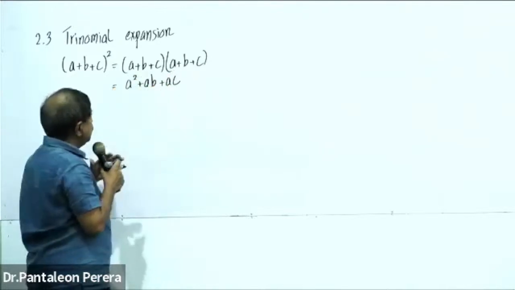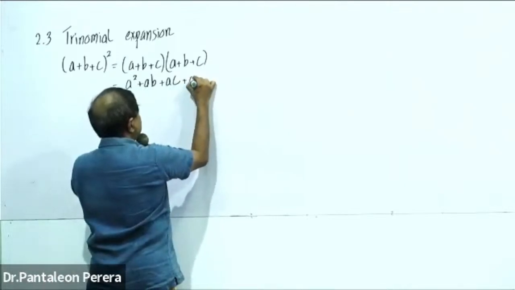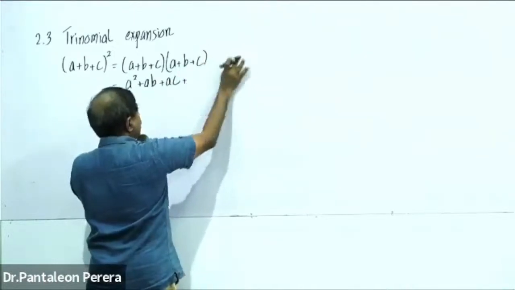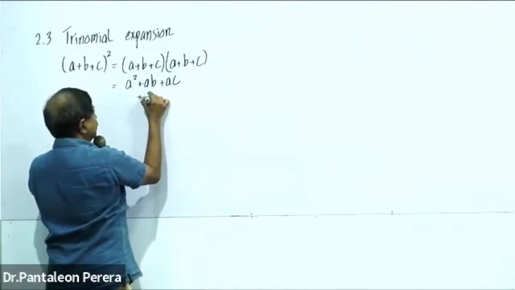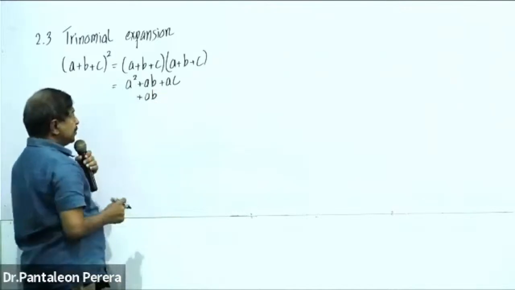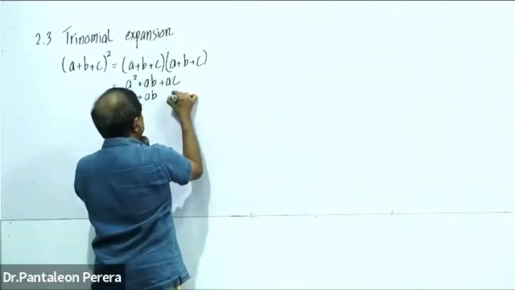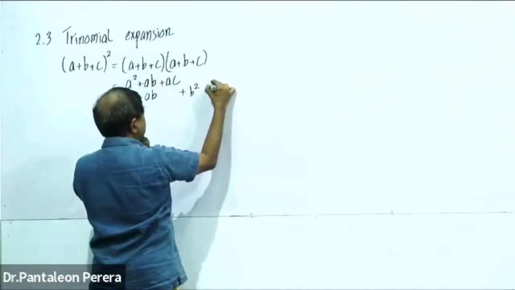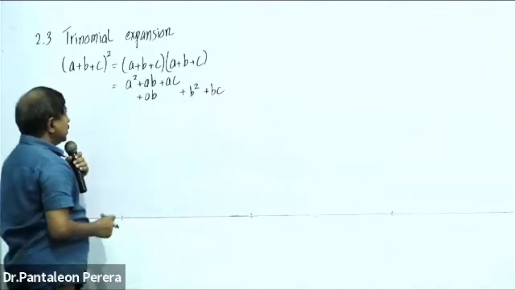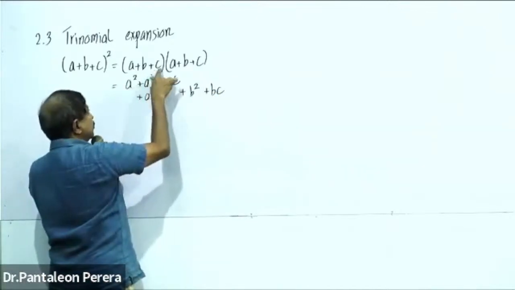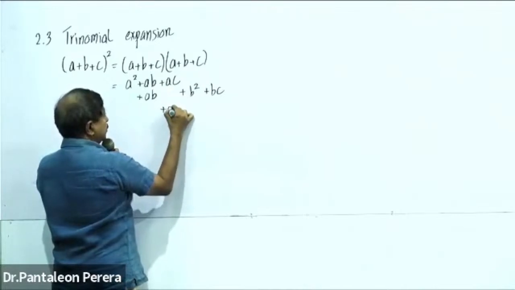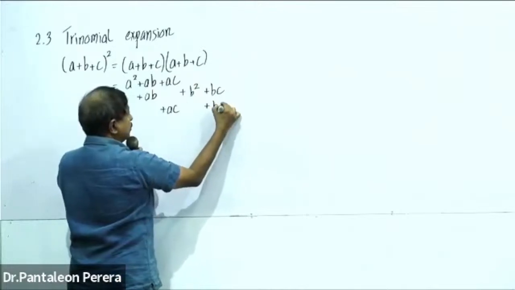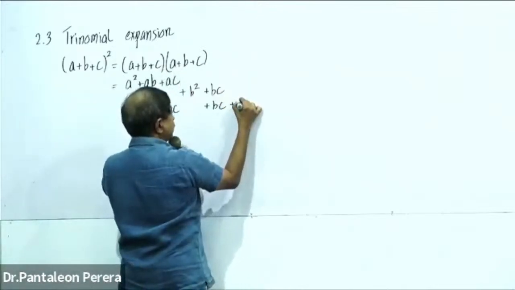First product will give you ba, which is ab. Sorry. You can write ab just beneath this so that you can collect similar terms easily. Then b times b, b squared, I write it here. B times c, bc. Then multiply everything by c, ca. ca is ac, the same. C times b, bc. Then you have c squared.